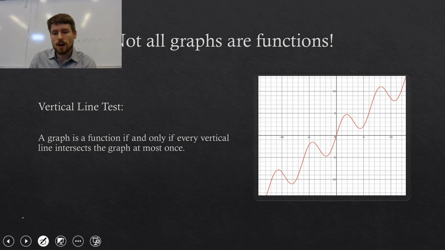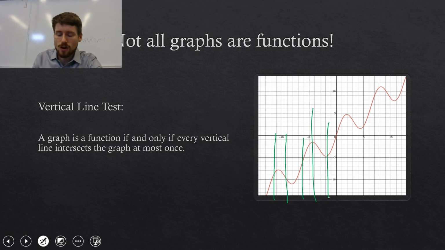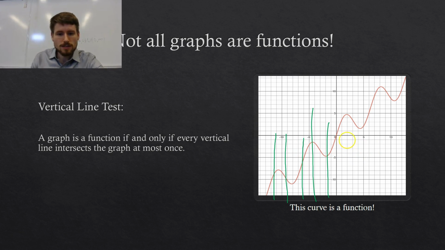Okay, so hopefully you tried drawing a couple of lines. If we try drawing some vertical lines, that hits it once, that hits it once, that hits it once, that hits it once. All right, it looks like no matter what vertical line I draw, I'm only hitting the curve once, so that means it is a function. So this curve is a function.